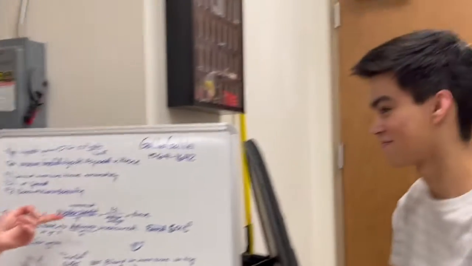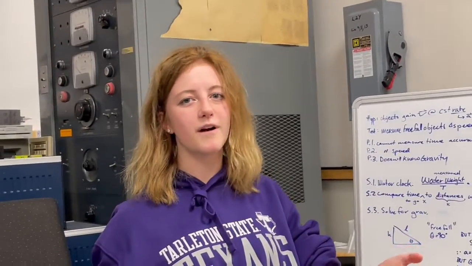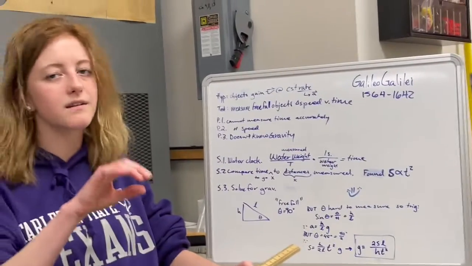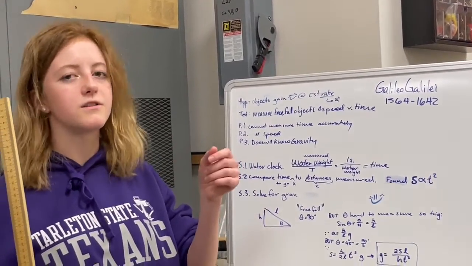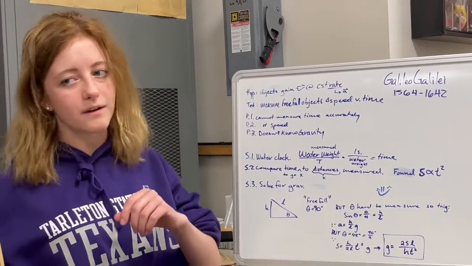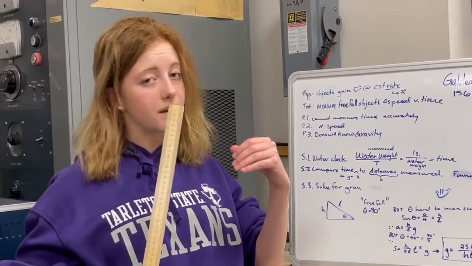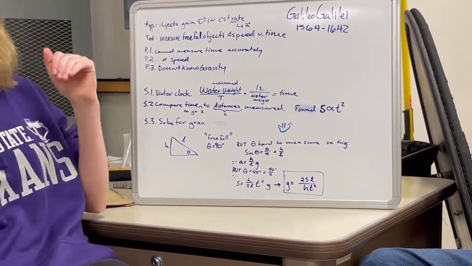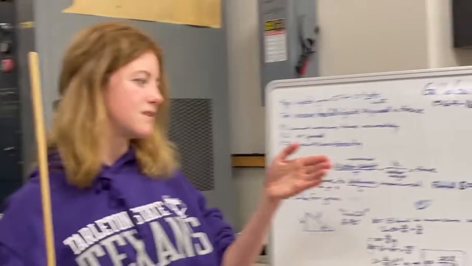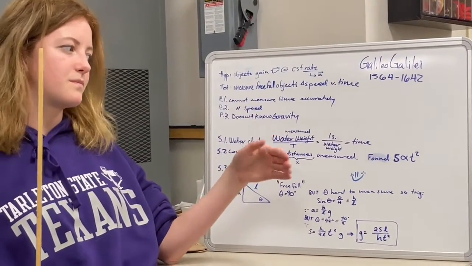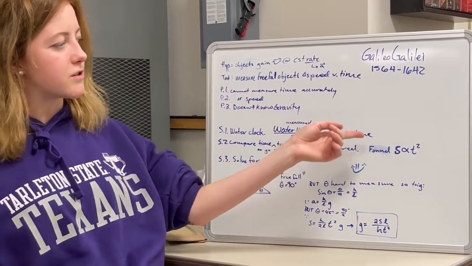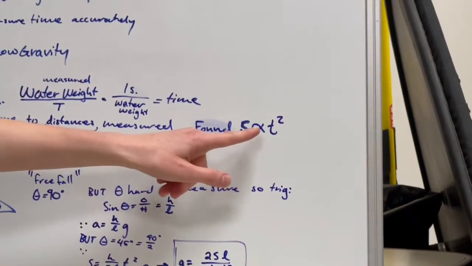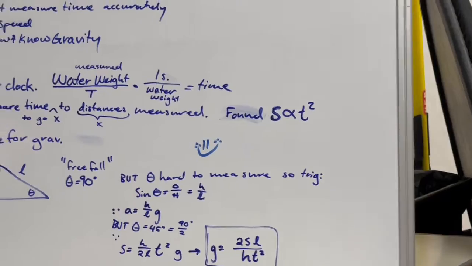So, the solutions. Number 1, use a water clock. The way that works is while the ball is rolling down the inclined plane, we are going to release water into a beaker. We will then measure the weight of that water, subtract the weight of the beaker. The second solution is to compare the time that it takes the ball to go a certain amount of distance to the actual distance that it goes. And then we take that and compare it to the time that we got in solution number 1, and he found that the distance is proportional to time squared.